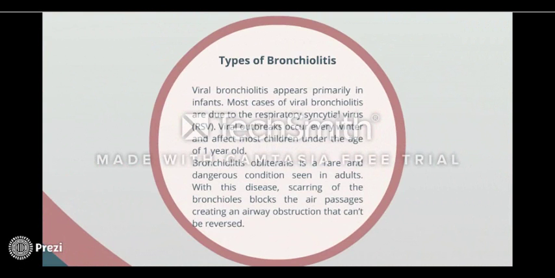Types of bronchiolitis. Viral bronchiolitis appears primarily in infants. Most cases of viral bronchiolitis are due to the respiratory syncytial virus (RSV). Viral outbreaks occur every winter and affect most children under the age of 1 year old. Bronchiolitis obliterans is a rare and dangerous condition seen in adults. With this disease, scarring of the bronchioles blocks the air passage, creating an airway obstruction that cannot be reversed.